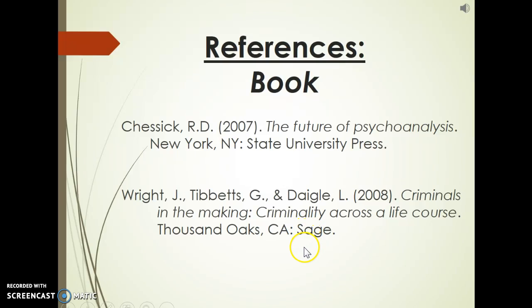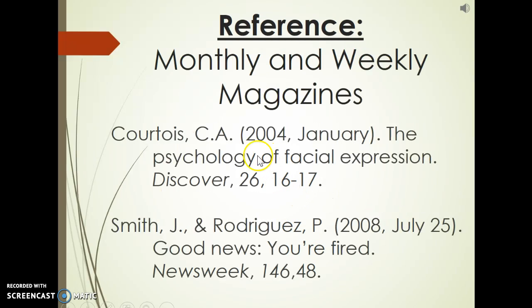Here are two sources which come from a monthly or weekly magazine: author's last name, first initial, middle initial if it's included, year of publication, month if it's included, spelled out, not abbreviated. The Psychology of Facial Expression is the article title, only capitalize the first word, and any proper nouns. We don't see any proper nouns here. Discover is the magazine title. You will italicize it. The volume number reflects or alludes to the number of years in publication. This will be also italicized, and then we have the page numbers.